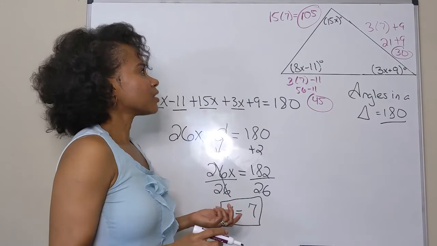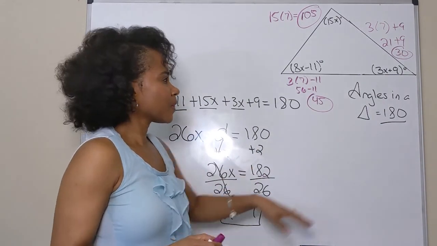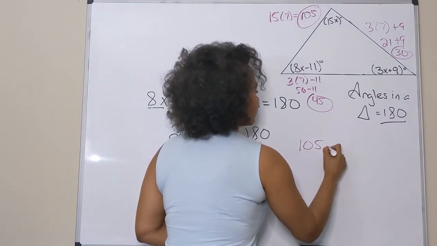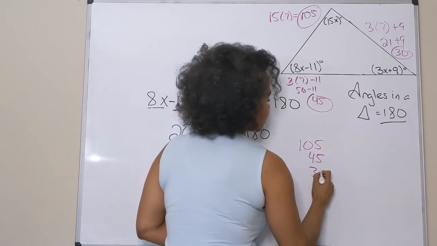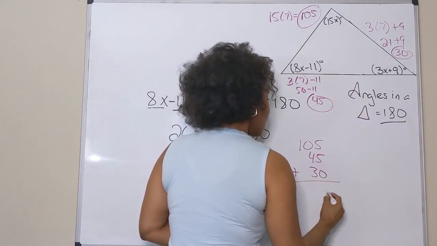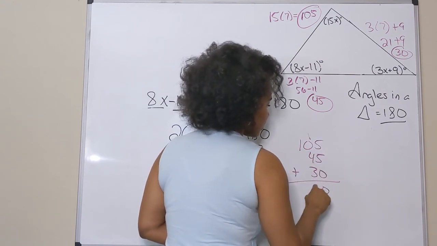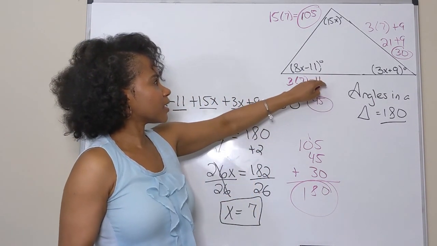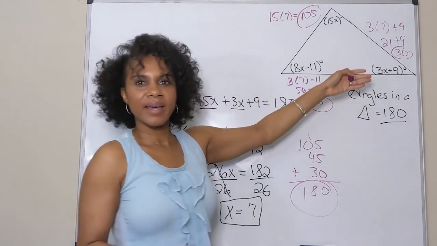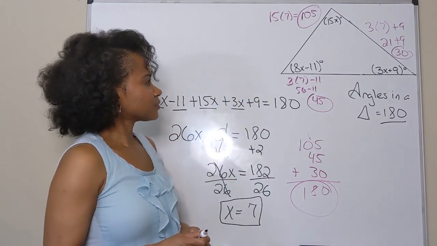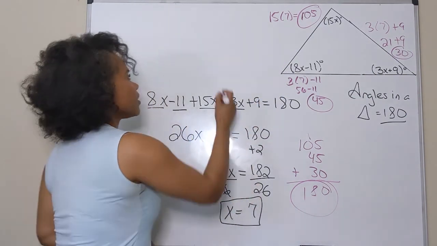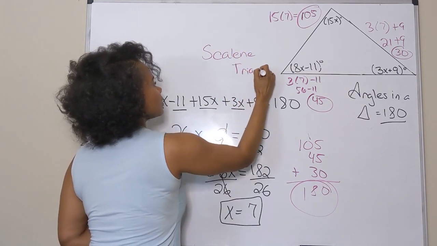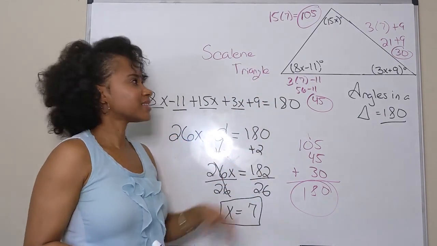Now to check our work, what should they equal? Well, they should all equal 180 degrees. So let's check it. 105 plus 45 plus 30, that in fact is 180. So we've analyzed this triangle. We concluded that we could find our angles, and since we don't have any congruent angles, meaning we don't have any congruent sides, we can also conclude that this is a scalene triangle as well. And so we've analyzed this triangle.